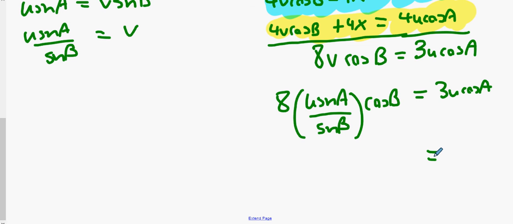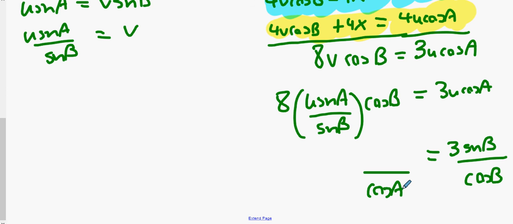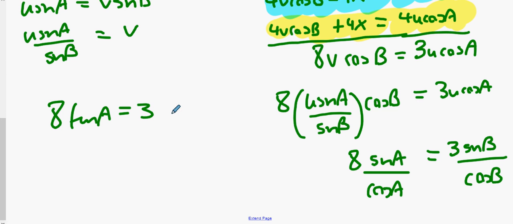So here's what we're going to do. I'm going to move the sine B from bottom left to top right. So it's going to be 3 sine B. I'm going to move the cos B from top left to bottom right. I'm going to move the cos A from top right to bottom left. I'm going to keep the sine A where it was. I'm then going to turn them both into tan. So I'm going to get 8 tan A equals 3 tan B. That's what we were looking for. All right, awesome.